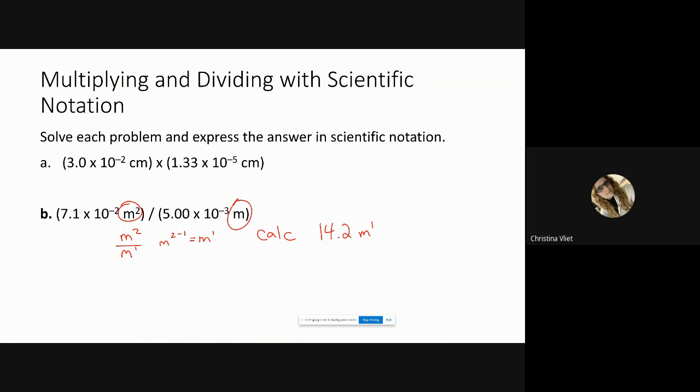Now, this actually isn't rounded correctly. All we did was get the answer in the calculator. How does this get rounded correctly? It's 14. Right. So this is 2 significant figures. This is 3. So your final answer here will be 14 meters to the first.